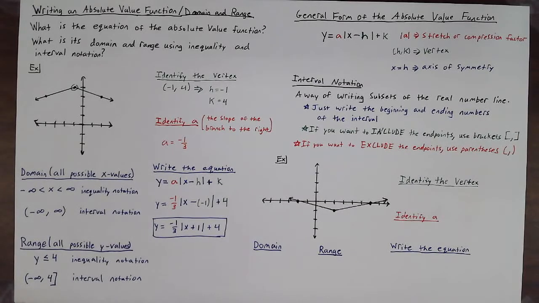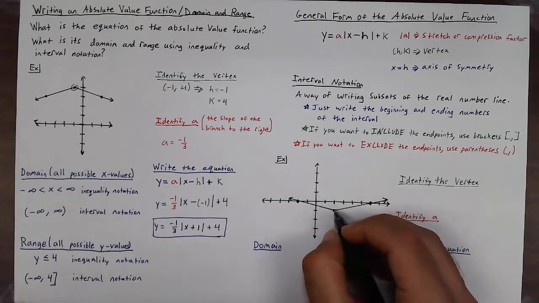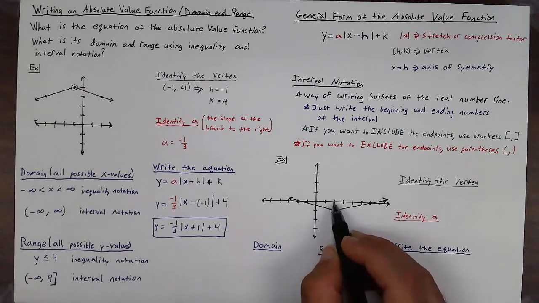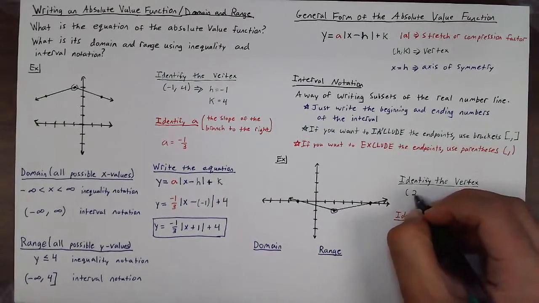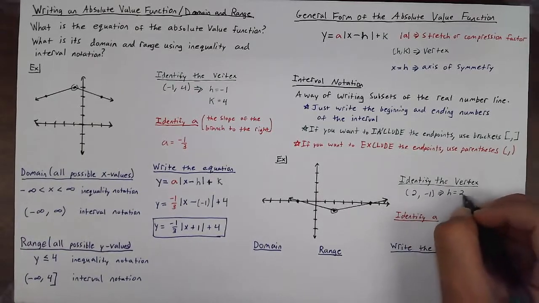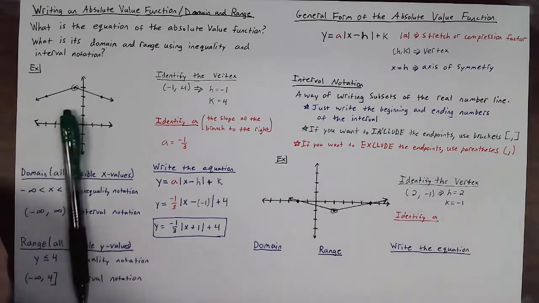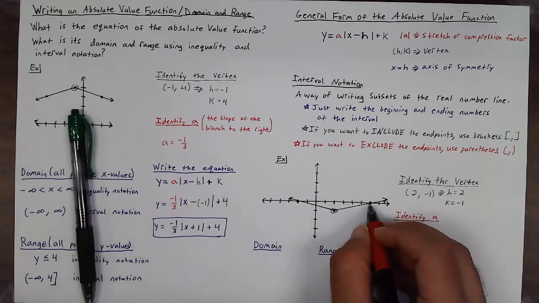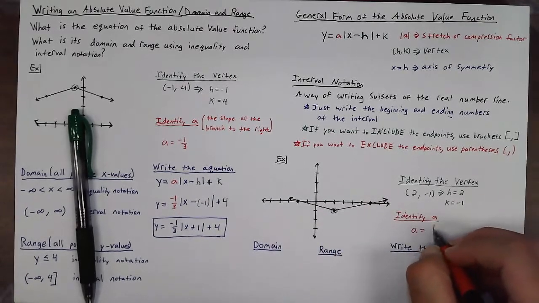So let's try this out one more time with another example, and this time we'll bounce back and forth between the forms. So looking at this graph, I can see that my vertex is at negative 2, negative 1. So h is equal to negative 2, and k is equal to negative 1. A in this case, it looks like it goes up 1 and then over 4. So a should equal 1/4.